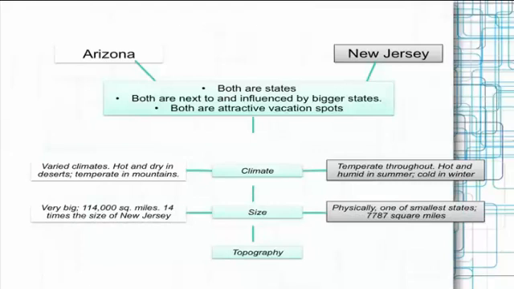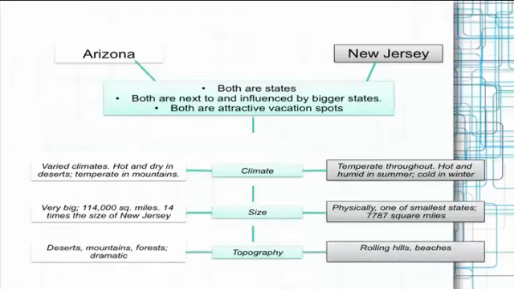Another contrast is size. New Jersey, over on the right, physically, is one of the smallest states in the United States. While it's very populous, it's not very big physically. It's only almost 7,800 square miles. Arizona, on the other hand, is very big, 114,000 square miles. That is 14 times the size of New Jersey. More than 14 times the size of New Jersey, I think. Maybe not.